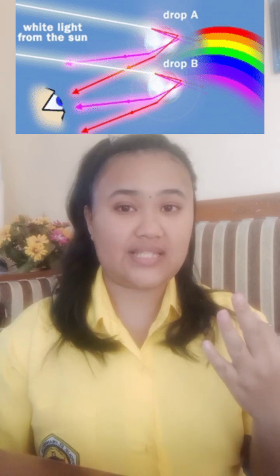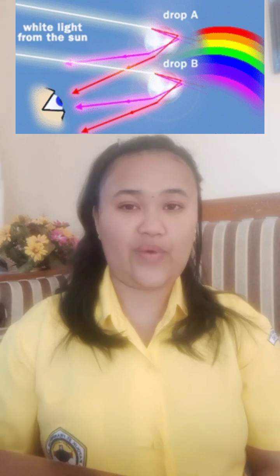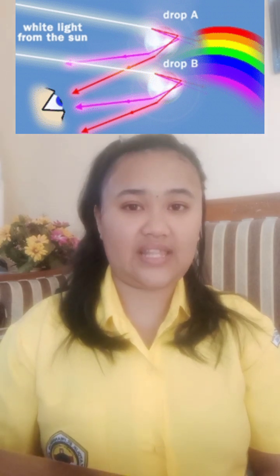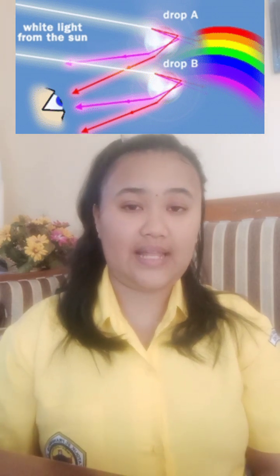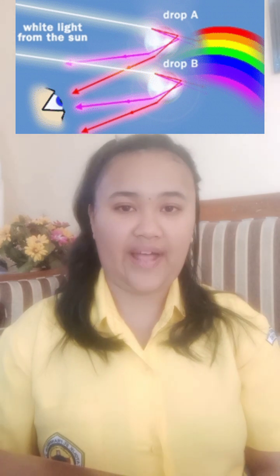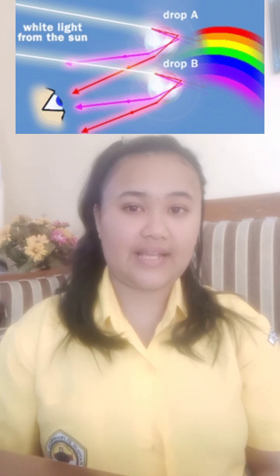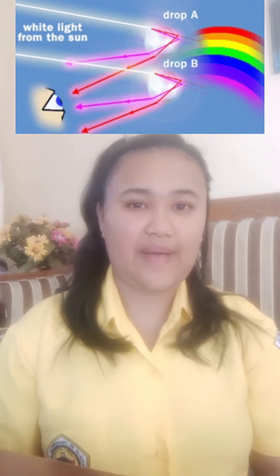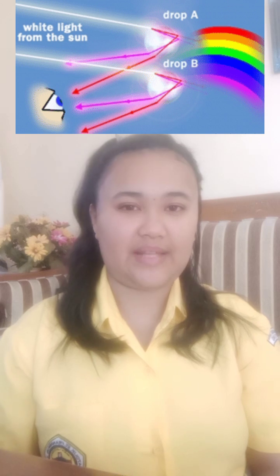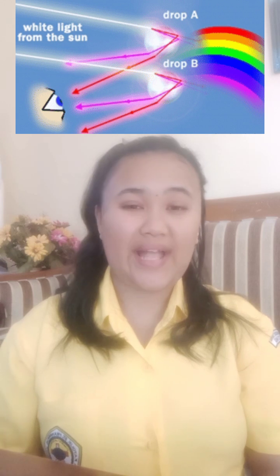The third process is light refraction. When sunlight penetrates water droplets, it is bent in a slightly different direction. This is called the refraction of light. Each color will be refracted in a different direction. The difference in the direction of this light is affected by its wavelength. This is what causes the rainbow light to spread and widen like a fan.